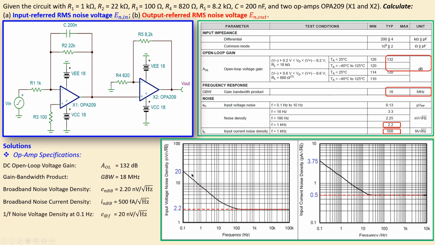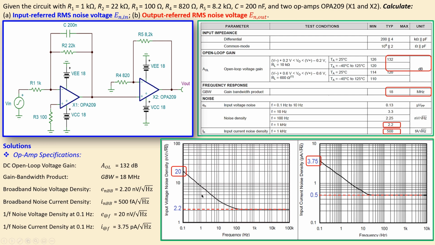Now we have also the first region. This is called the 1 over f region, which is frequency dependent. For the 1 over f noise voltage density in this part, for a specific frequency we select the value, in this case 0.1 hertz, and that will be 20 nanovolts per root hertz. That is shown here. In symbol form we do the same for the 1 over f noise current density, and we look at 0.1 hertz in that region, and that will be 3.75 picoamps per root hertz.